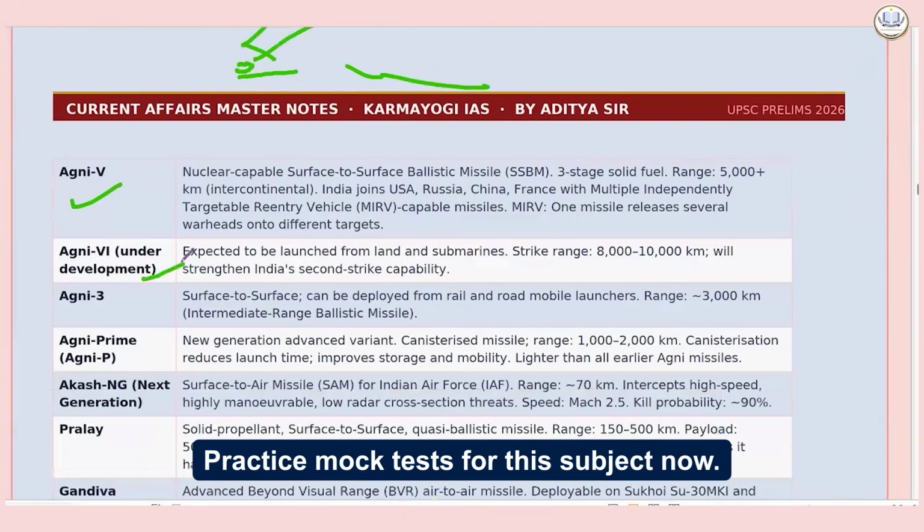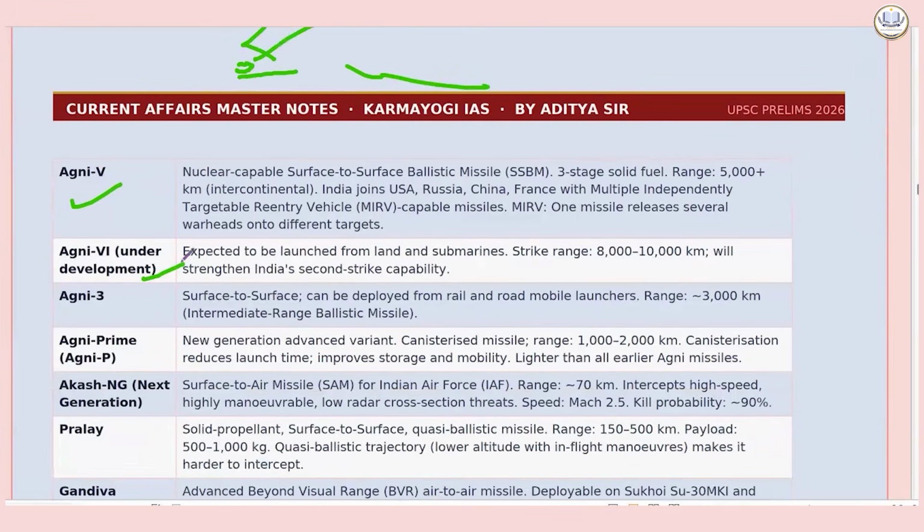And Agni-6 is under development. It is expected to be launched from land and submarines. Strike range is 8,000 to 10,000 kilometers. It will strengthen India's second strike capability.